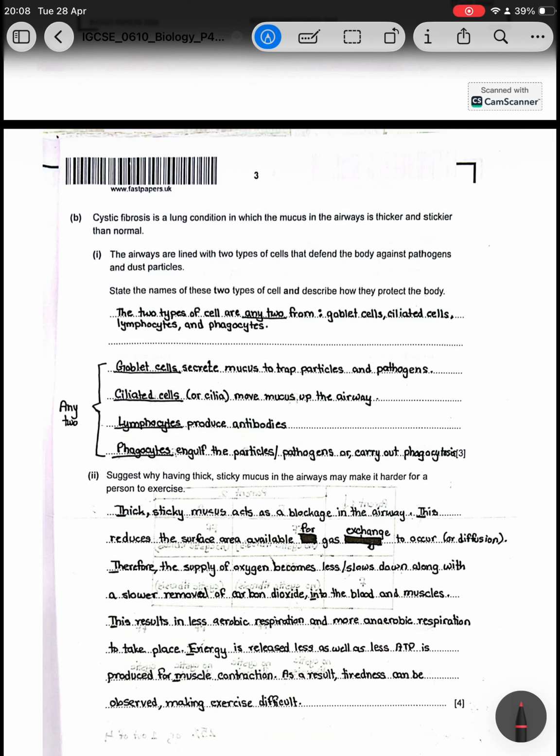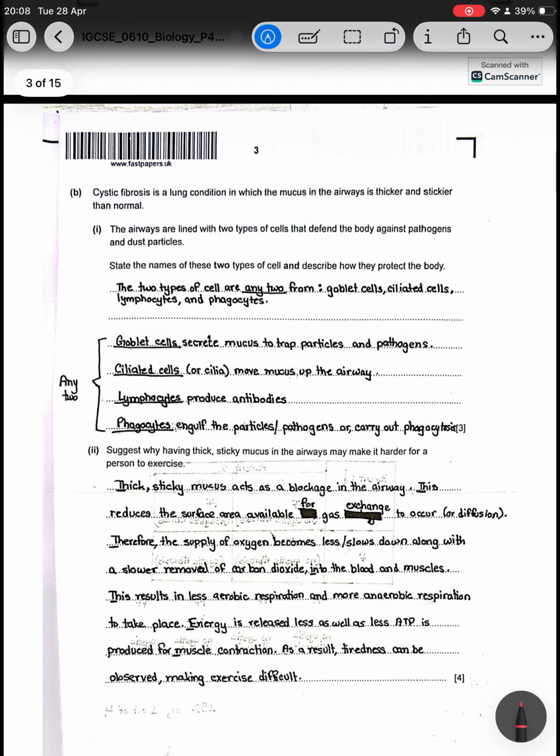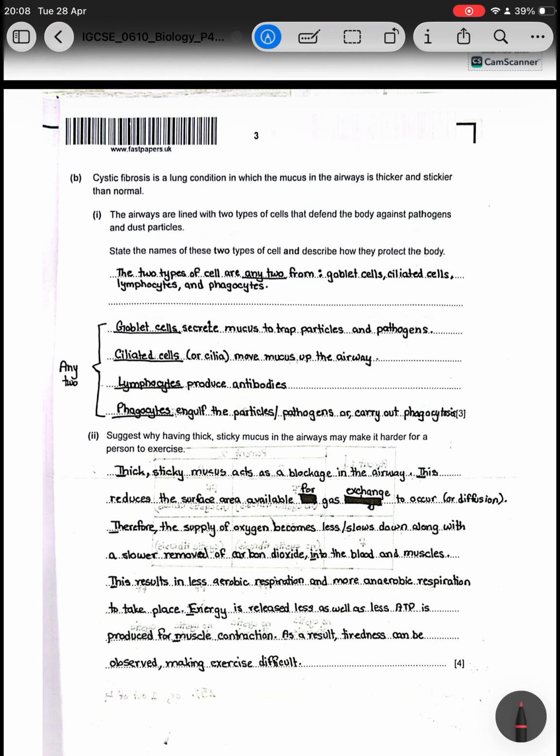Part B, cystic fibrosis is a lung condition in which the mucus in the airways is thicker and stickier than normal. So in 1, the airways are lined with 2 types of cells that defend the body against pathogens and dust particles. State the names of these 2 types of cell and describe how they protect the body. So the 2 types of cells are goblet cells and ciliated cells, but you could also mention lymphocytes and phagocytes.